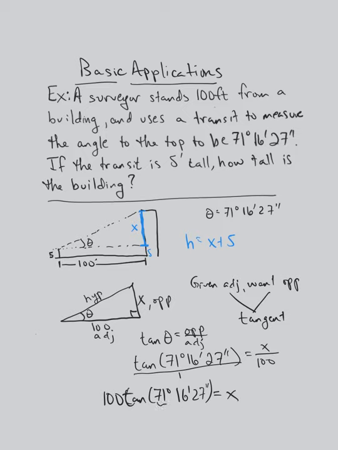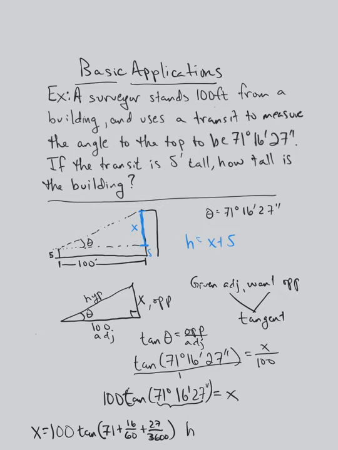What we can do is convert this into decimal degrees, and we don't have to do it separately. Remember, whenever we talked about angles, we said to go to decimal degrees, you say the degrees plus the minutes over 60 plus the seconds over 3600. So whenever I plug this in on my calculator, I'll just type in 100, I'll say tangent, and then I'll put parentheses and I'll say 71 plus 16 over 60 plus 27 over 3600. And I just type that in on my calculator.